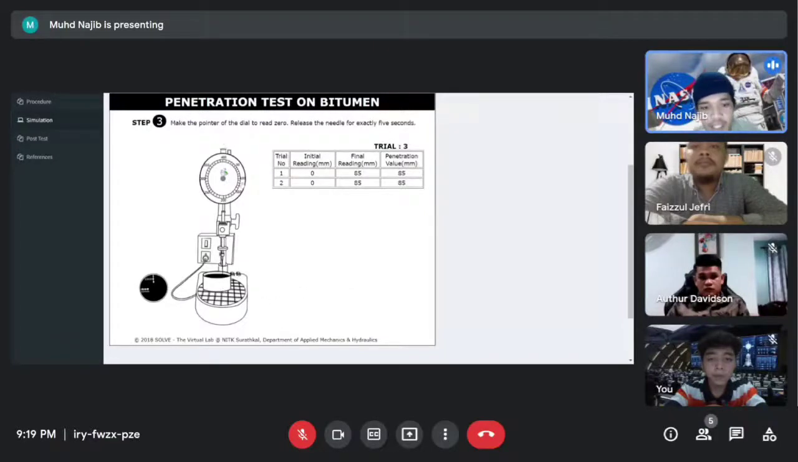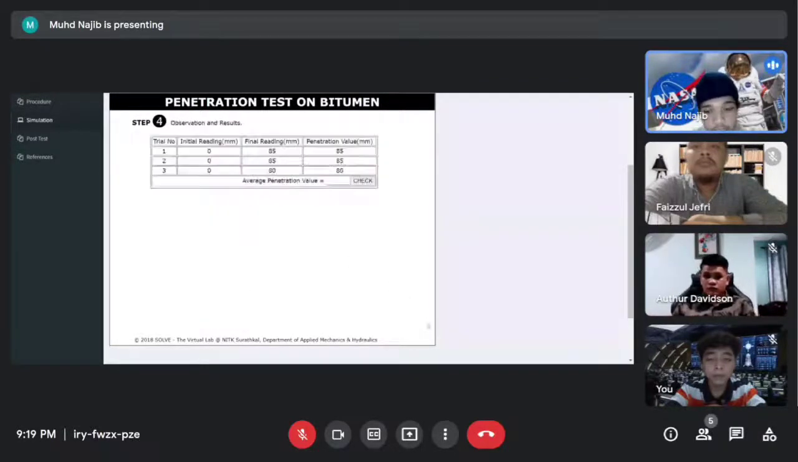In making repeat determinations, start each with the tip of the needle at least 10 millimeters from the side of the container and at least 10 millimeters apart. So this, as we can see here, is the last step, and this is the data. I will pass the data to my friend Waybyern to explain more about it. So thank you.